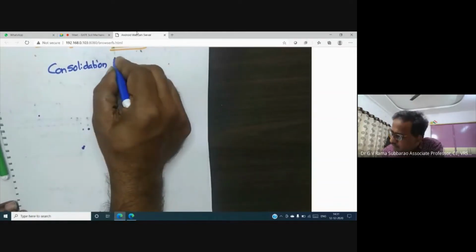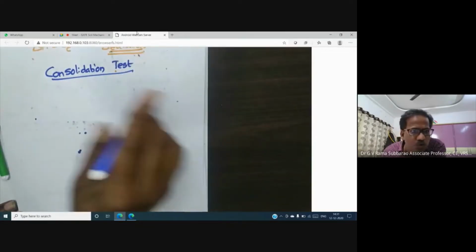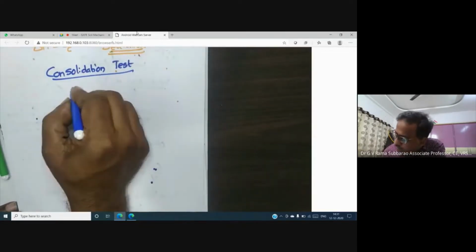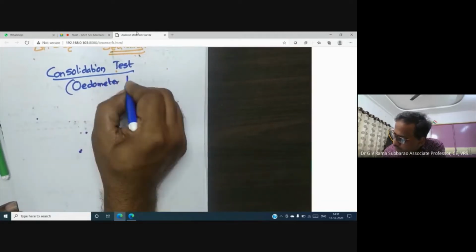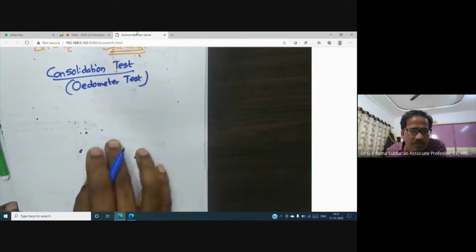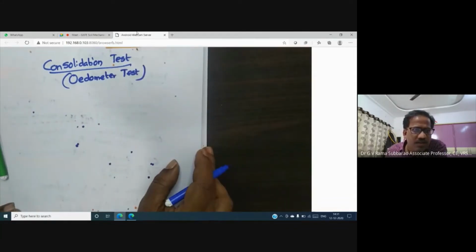Consolidation test. Consolidation test is also called odometer test. Actually, we use it to find certain properties, certain characteristics of soil in the laboratory. Certain means consolidation characteristics of a particular soil using the odometer test.